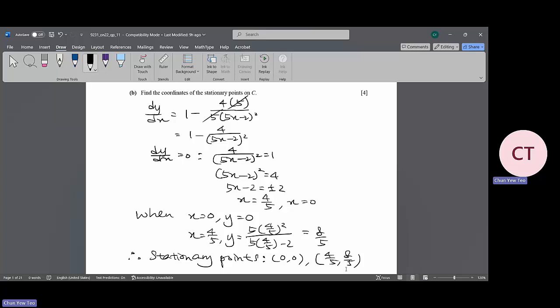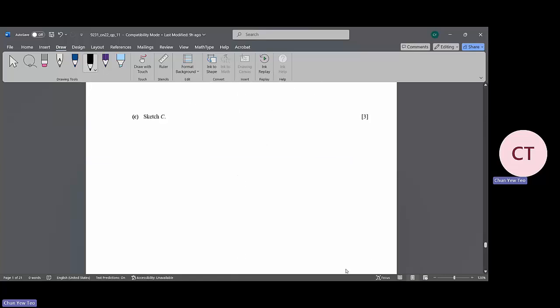So now we move on to part C. We want to sketch C. To sketch C, maybe we need to find the intercept. When x is 0, we know that y is 0. When y is equal to 0, actually no need to find because it's the same. x equal to 0, y equal to 0, y equal to 0, x equal to 0. So that means we have only one intercept. So that's why the question didn't ask us to find the intercept anymore.